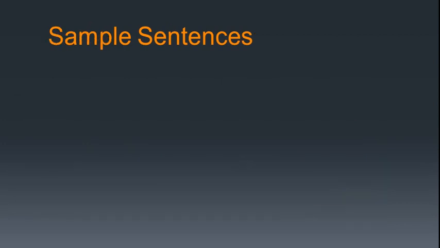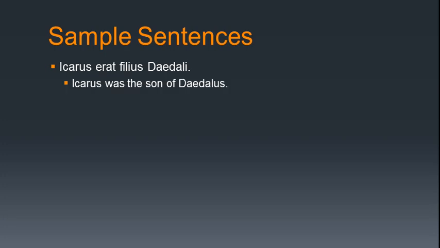Some sample sentences. The first one actually came from the National Latin exam in 2003. Icarus erat filius Daedali. Alright, so we're going to look at this filius Daedali. Now, Icarus and filius are endings that you're used to. They're both nominative. So, Icarus was a son. So, we can make it of Daedalus, which is like the most formal way of translating a genitive. You just use of. Icarus was the son of Daedalus.